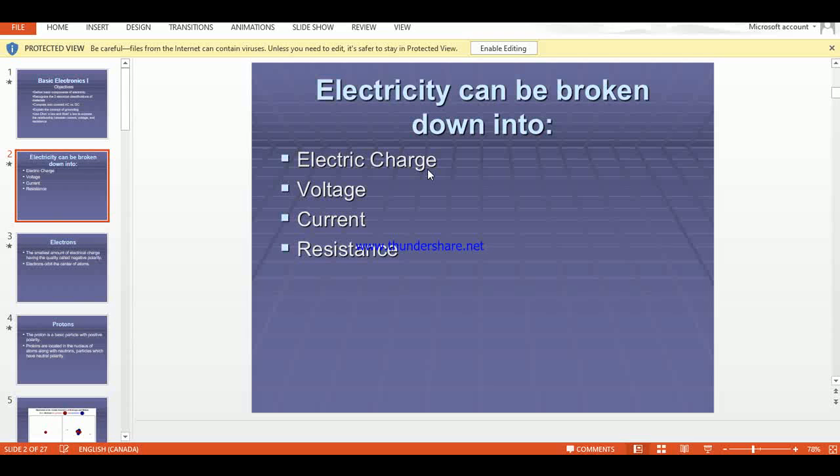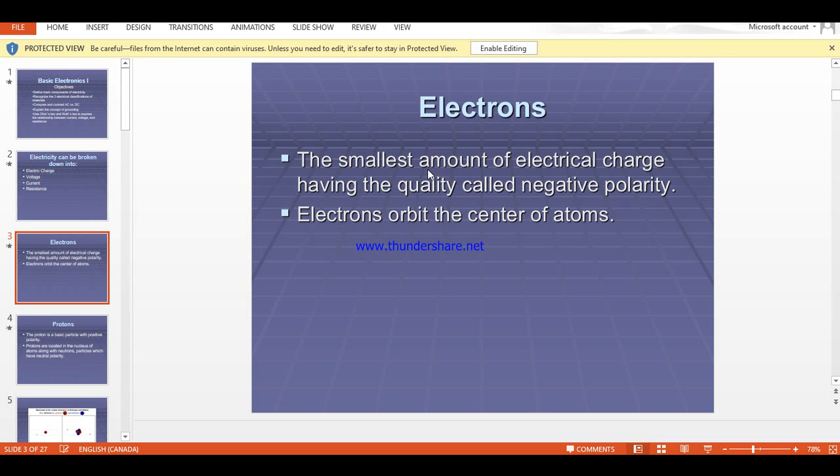Today our topic is electricity, which can be broken down into electric charge, voltage, current and resistance. Moving on to the next slide, we have the first topic, electrons: the smallest amount of electrical charge, having the quality called negative polarity. Electrons orbit in the center of atoms.